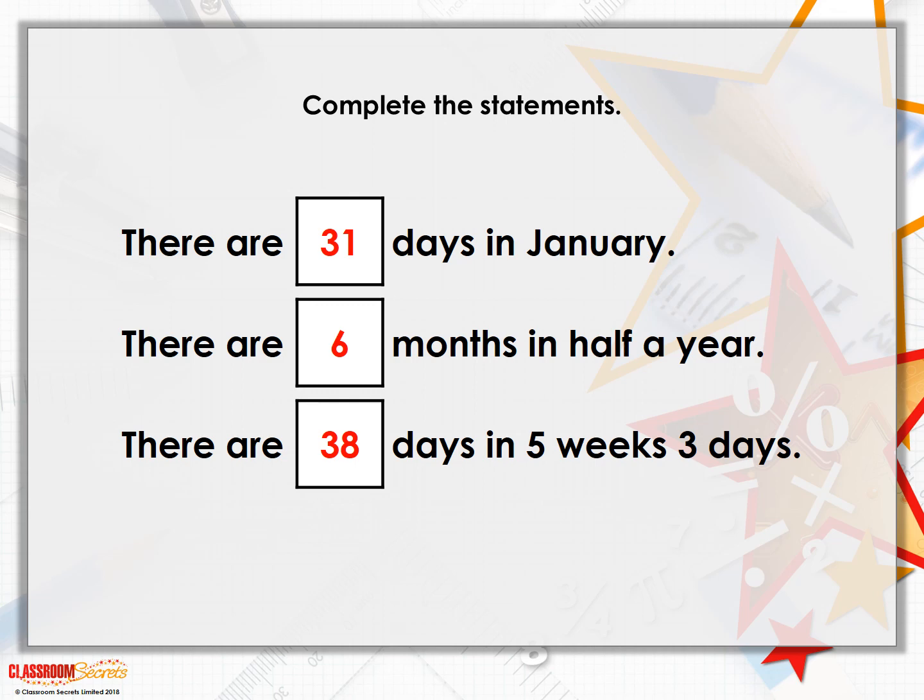How many days are in 5 weeks and 3 days? We know there are 7 days in 1 week. So to do 5 weeks, we do 7 times 5, which is 35. Add the 3 on, which gets us the answer 38. Tick those if you were right.